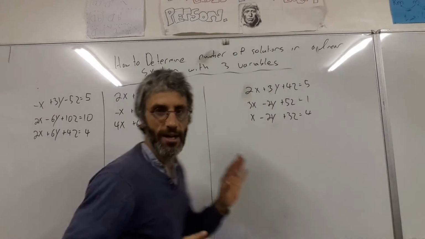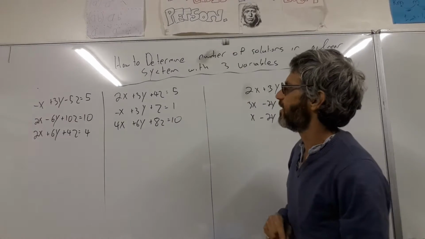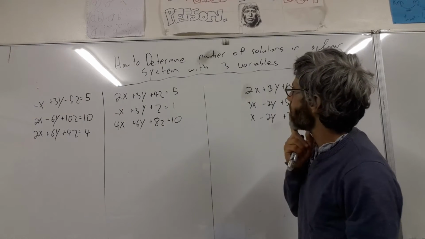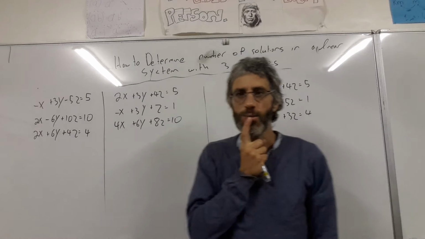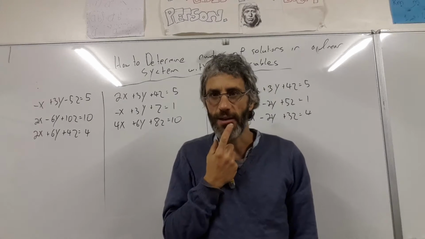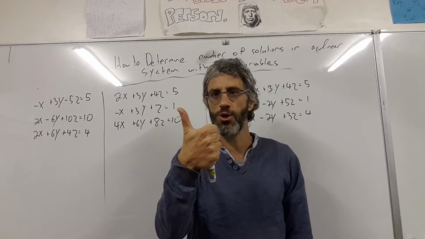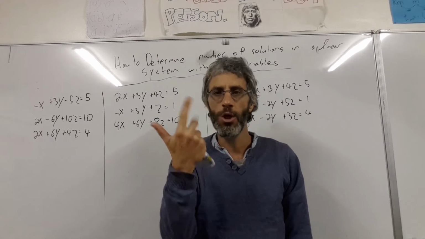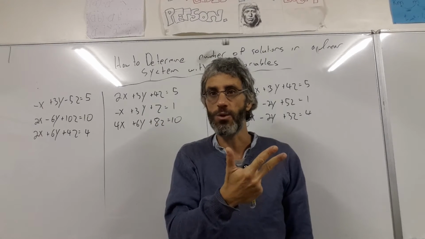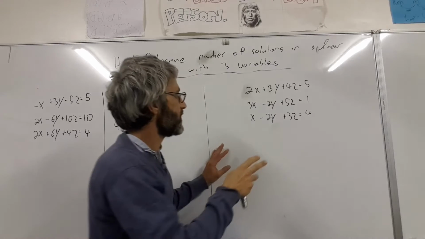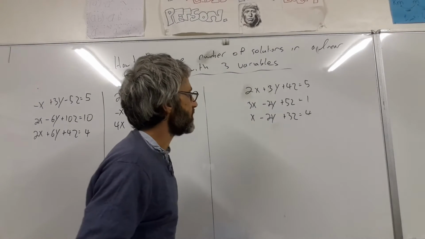So I've got three linear systems, and what we're trying to find out is how many solutions they have. Again, do they have a unique solution? Do they have no solution? Or do they have an infinite number of solutions? So we'll start with the first one. So we've got a linear system.